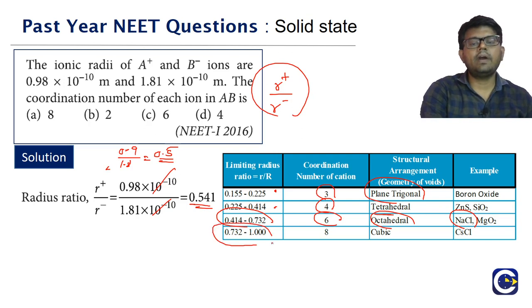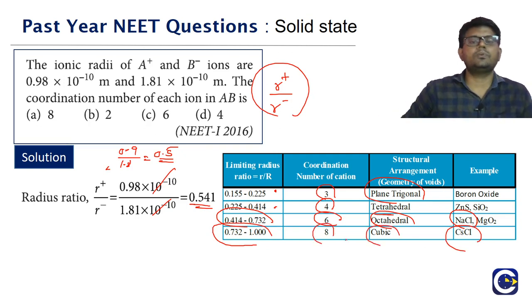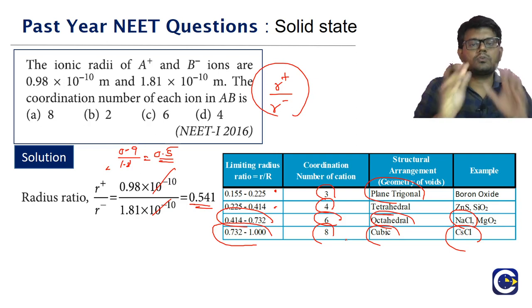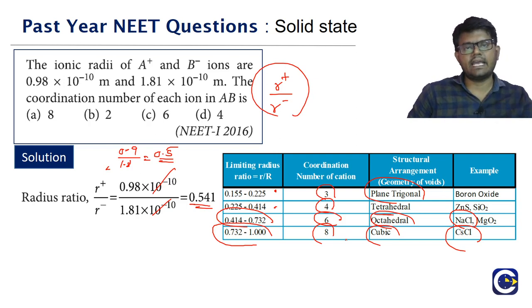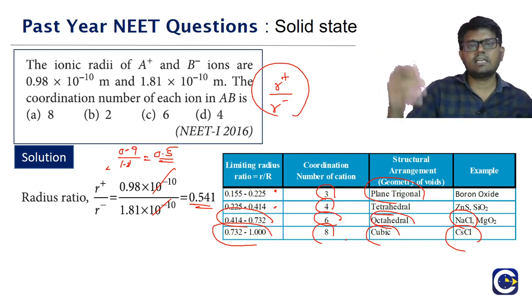If it is between 0.732 to 1, this is the cesium chloride structure, cubic structure, where the coordination number is going to be 8. In cesium chloride structure, if we look at the center of the cubic body, we will have one ion, cation or anion. All the corners will have the other type of ions. In that case, what will be the coordination number? The coordination number is going to be 8.